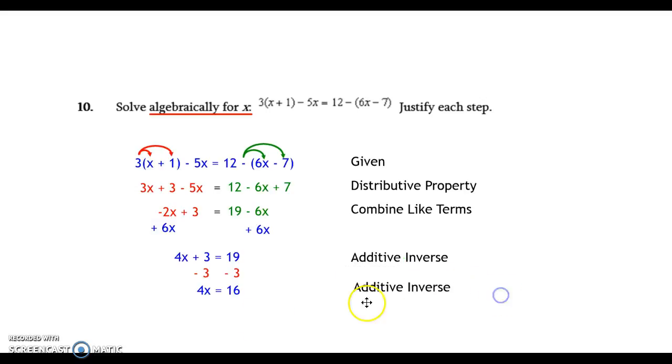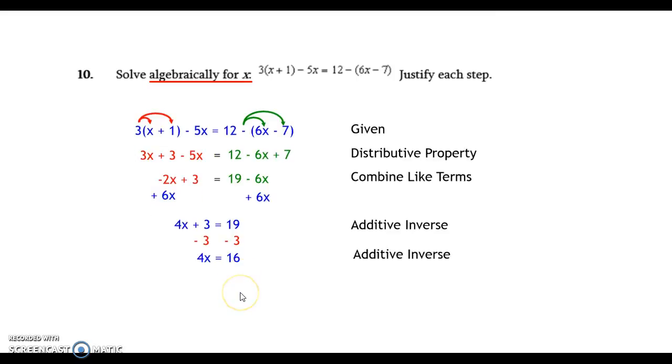That is an example of another additive inverse. Now, finally, I'm going to divide both sides by 4, and I'm going to use the multiplicative inverse. Now you can see I'm dividing both sides by 4, as I just said. So x is equal to 4. That's the multiplicative inverse. So I've solved this algebraically using a number of different properties, explaining all of my steps.